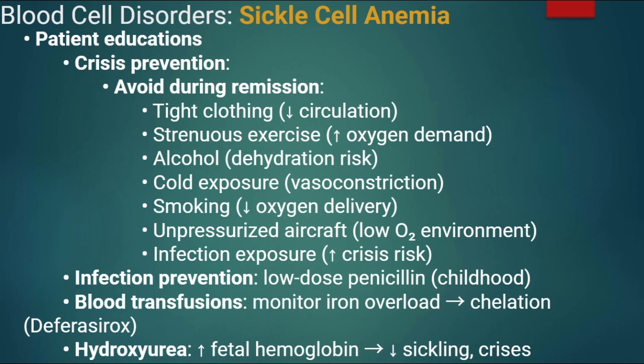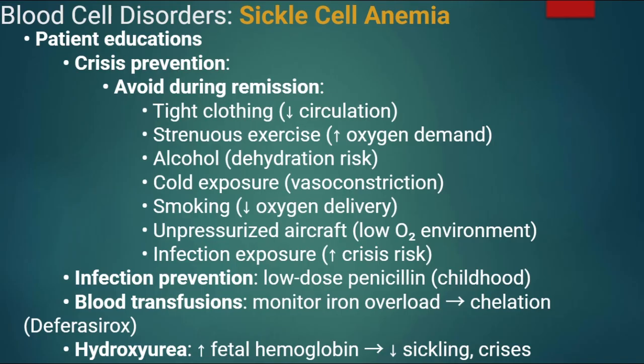Education is especially important during periods of remission, when the patient is stable and able to focus on learning preventive strategies. Education focuses heavily on crisis prevention. Patients must understand what to avoid, since many environmental and lifestyle factors can trigger sickling. First, they should avoid tight clothing, which restricts circulation. They should avoid strenuous exercise because increased oxygen demand can lead to hypoxia and trigger a crisis. Alcohol should be avoided as it can cause dehydration and impair red blood cell function. Cold temperatures should be avoided since cold leads to vasoconstriction and impaired blood flow.